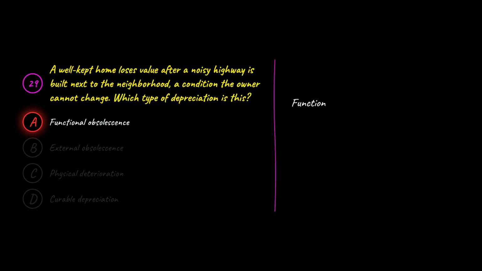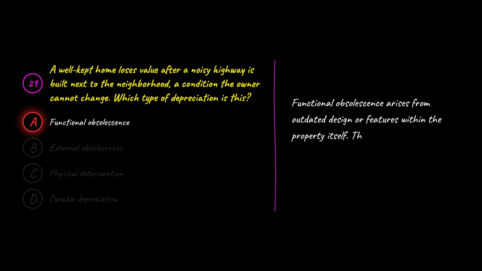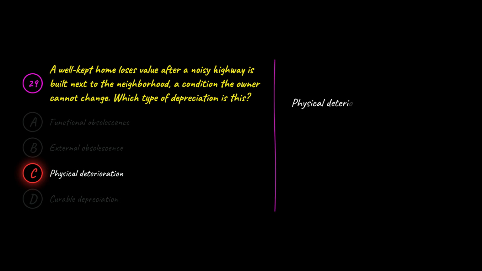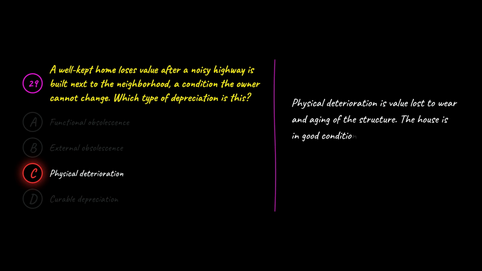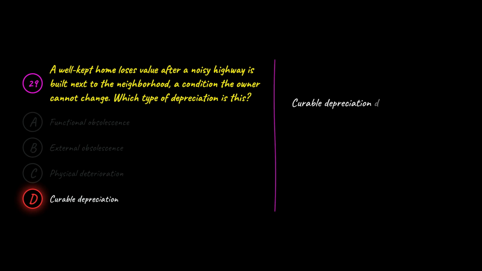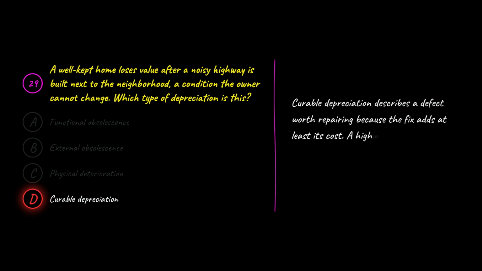A is wrong because functional obsolescence arises from outdated design or features within the property itself. The home is well kept and the harm comes from outside, so the cause is external rather than functional. C is wrong because physical deterioration is value lost to wear and aging of the structure. The house is in good condition; its value fell because of a nearby nuisance, not because its own materials broke down. D is wrong because curable depreciation describes a defect worth repairing because the fix adds at least its cost. A highway beyond the owner's control cannot be cured by the owner, so this label does not fit.